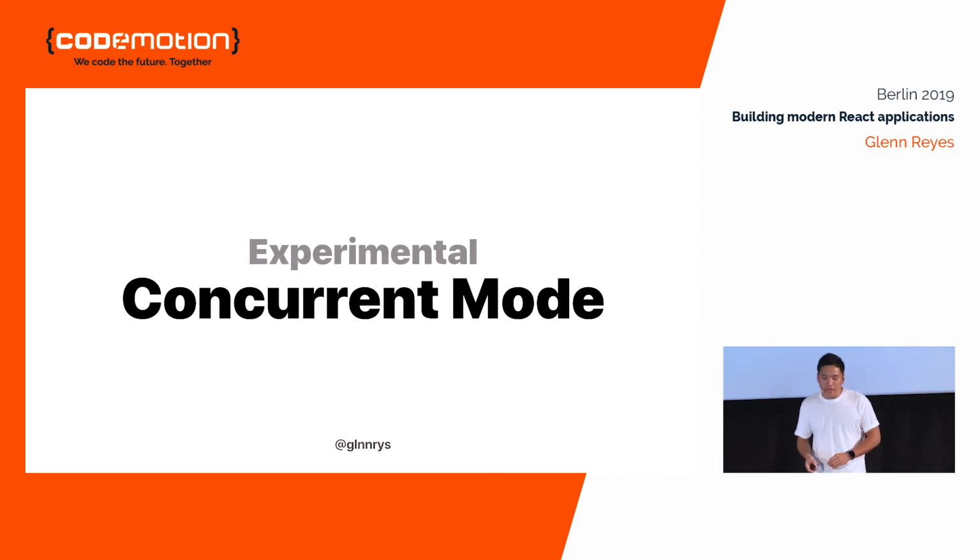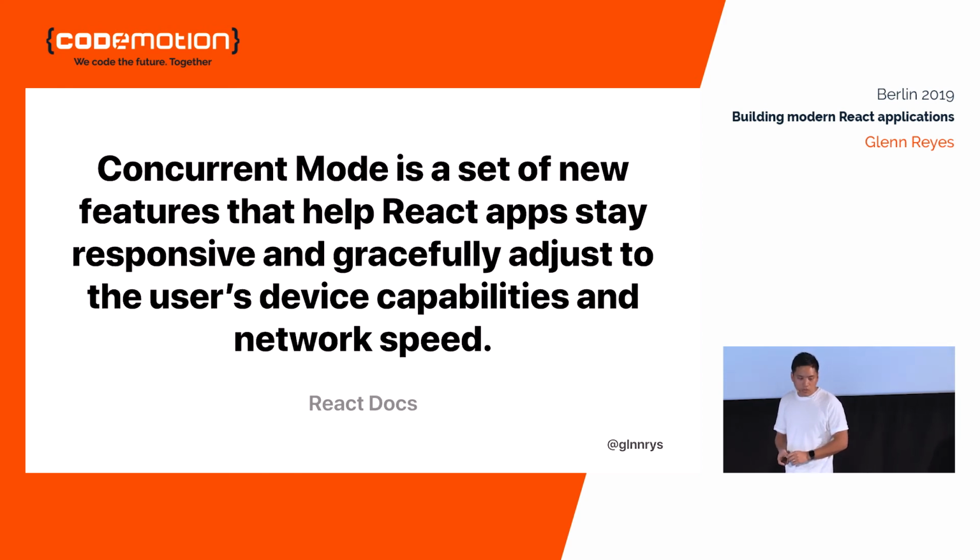The other big thing that is actually coming soon is concurrent mode. This is, in my opinion, something that will probably have a dramatic performance impact on the user experience. So what is the experimental concurrent mode? Concurrent mode is a set of new features that helps React apps stay responsive and gracefully adjust to the user's device capabilities and network speed.